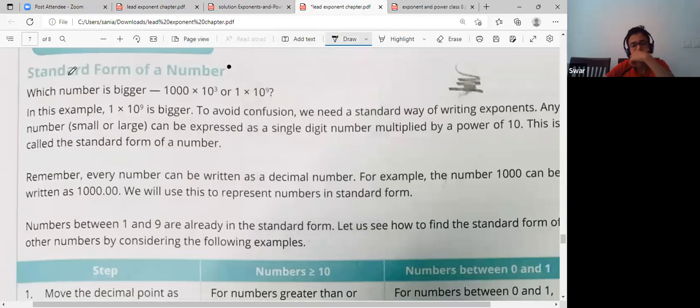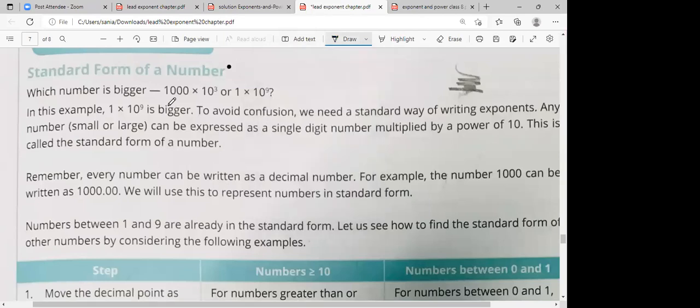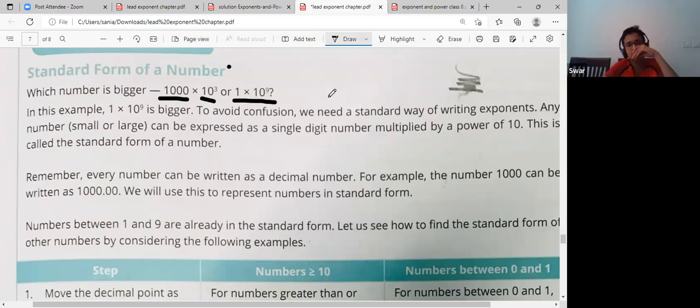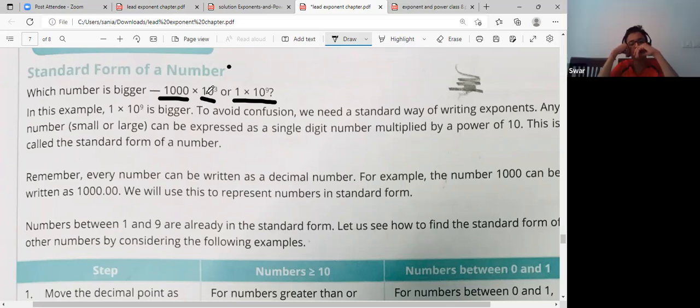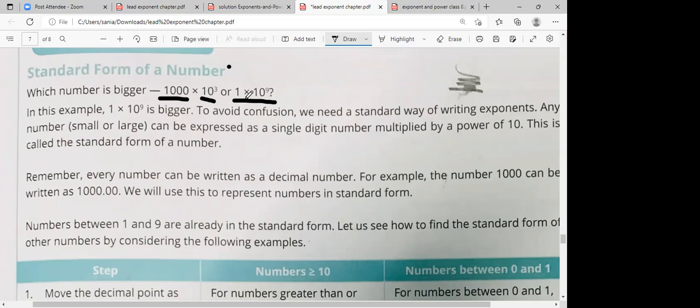So see, standard form of a number. Which number is bigger? This multiplied by this, or this multiplied by this? Tell me. What is 10 raised to the power 9? Here it is 10 cubed, but here it is 10 raised to the power 9. So in this example, 1 multiplied by 10 raised to the 9 is bigger.